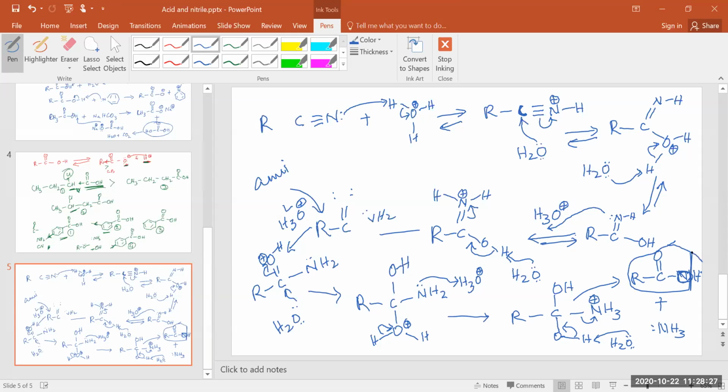Okay, so this type of mechanism will come again. So it's just all the repetition, but all of the similar steps. Okay, if you go one by one, it should not be a problem.